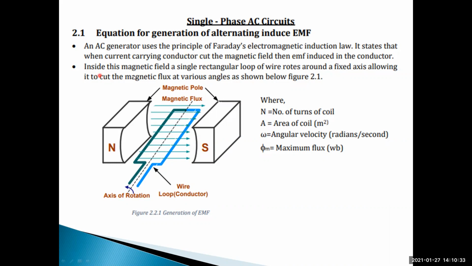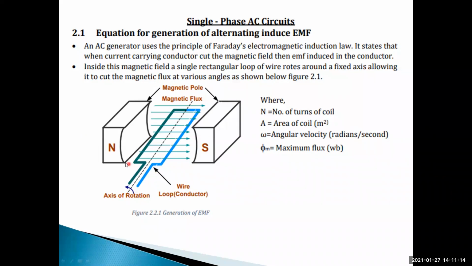Inside the magnetic field, a single rectangular loop of wire rotates around a fixed axis, cutting the magnetic flux at various angles as shown in the figure. Here, N is the number of turns of the coil. For simplicity, only one turn, only one loop. This is called the coil. The number of turns here is one only.